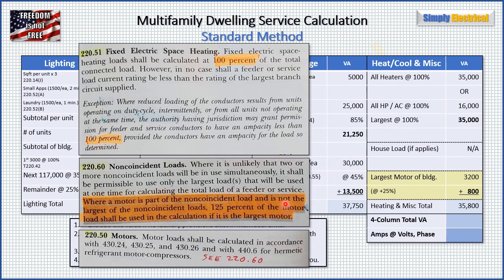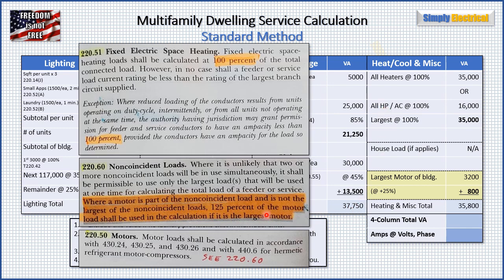Okay, so we have two ideas going on here. We have the non-coincident loads idea and we have the largest motor idea. Now, they're not always related to each other, but they can be. In this case, and in most houses or multifamily dwellings, they will be related, because your non-coincident loads in this case are going to be your heat and your cooling. And then your largest motor is also going to be your cooling, typically.